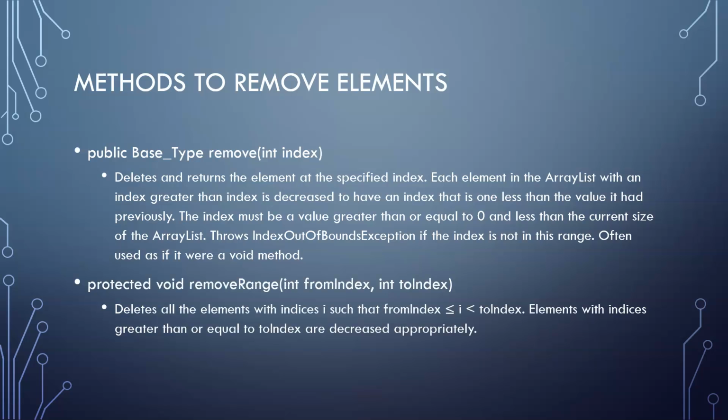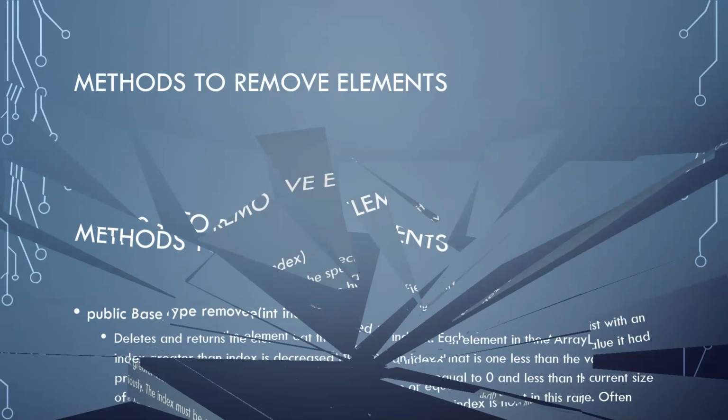And then we also have a protected void removeRange. The difference between this one and the previous one is that this deletes all the elements with indices from fromIndex to toIndex. In other words, let's say I want to delete values from 2 to 4. I don't have to use remove 2, remove 3, remove 4. I can use removeRange and take out a whole bunch of indices at once. So it gives me a lot more power and flexibility because I can just take a whole chunk right out of my code. Of course, you'll notice that elements with indices greater than or equal to the index are decreased appropriately.